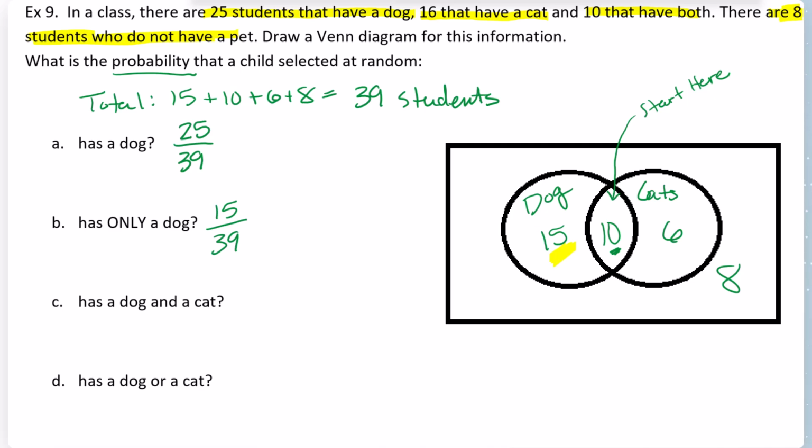What's the probability that we have a dog and a cat? So that would be the 10 in the middle that have both dog and cat. Out of the 39 students, again, doesn't simplify. We're going to look good.